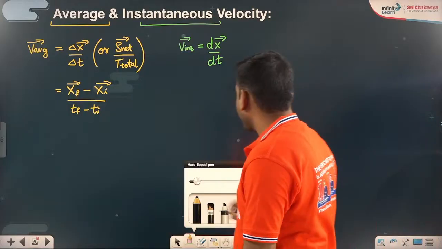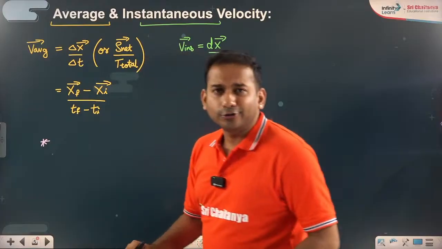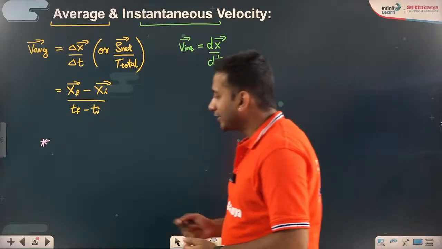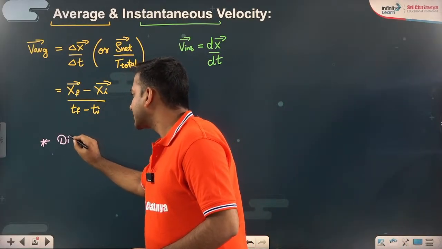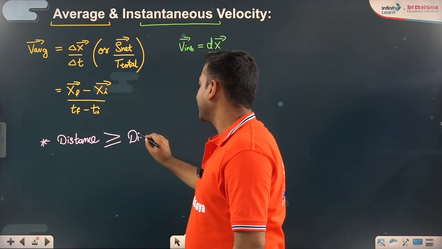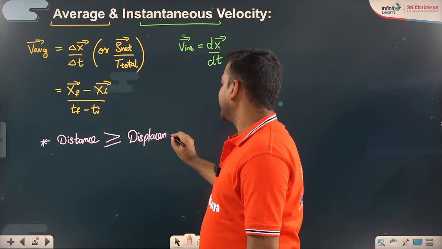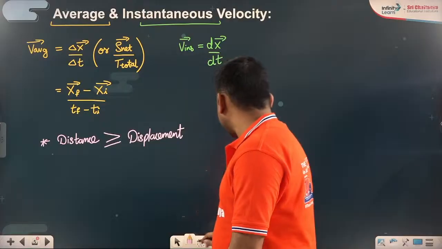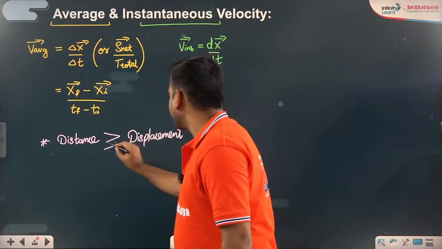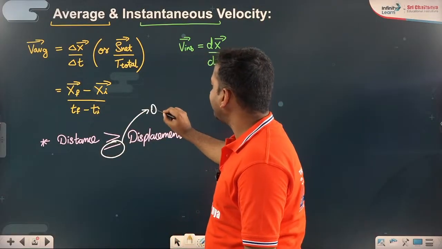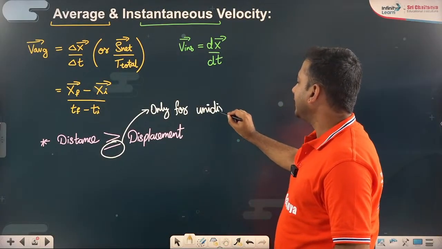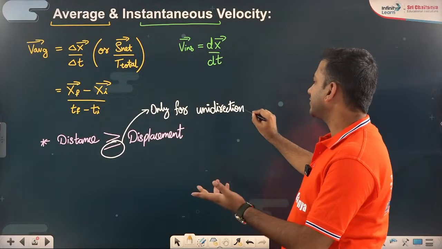Okay. One more thing here, a very common theoretical point, although we are not going to emphasize that today, but since we are studying the theoretical part, I'm sharing that with you. So distance is always greater than or equal to displacement. When will this equality be satisfied, sir? This equality will be satisfied only for unidirectional motion. Otherwise, distance will always be bigger, right?